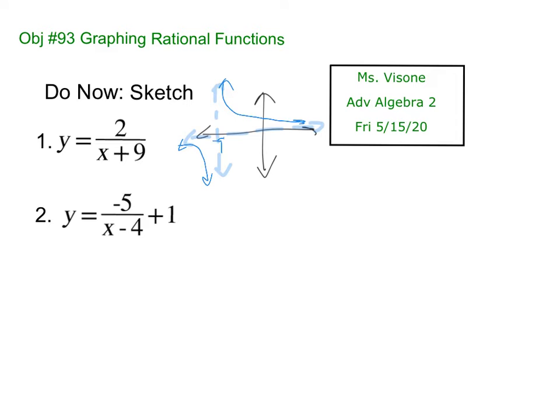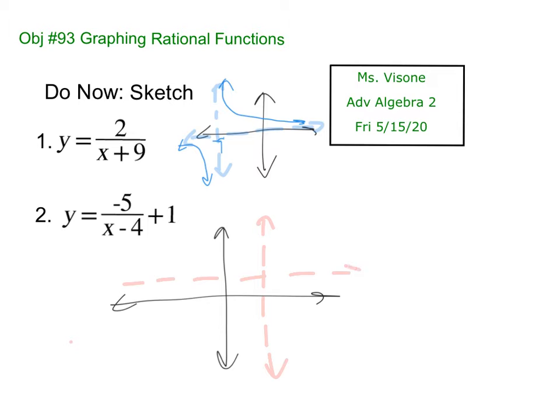All right, so if you didn't already, try the second one. All right, so again, it's a sketch. Draw in my asymptotes. So I have +4 and +1. And I'm going to label that on my graph. So that's a 4 and that's a 1.